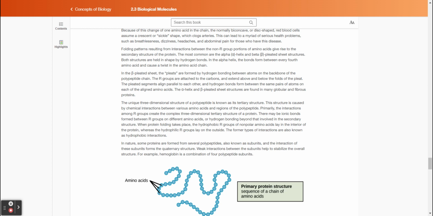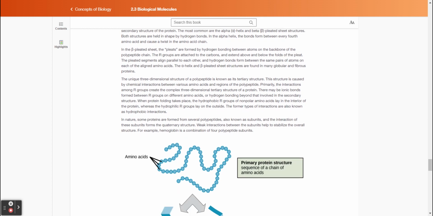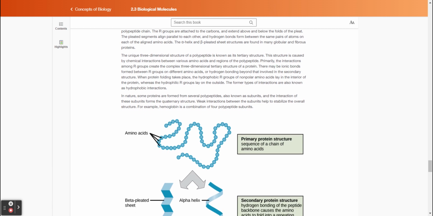In the alpha helix, the bonds form between every fourth amino acid and cause a twist in the amino acid chain. In the beta pleated sheet, the pleats are formed by hydrogen bonding between atoms on the backbone of the polypeptide chain. The R groups are attached to the carbons and extend above and below the folds of the pleat. The pleated segments align parallel to each other, and hydrogen bonds form between the same pairs of atoms on each of the aligned amino acids. The alpha and beta pleated sheet structures are found in many globular and fibrous proteins.